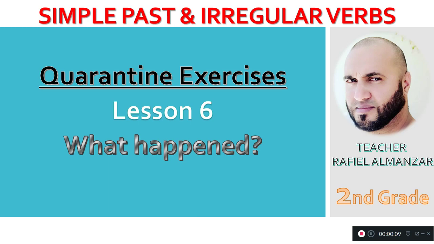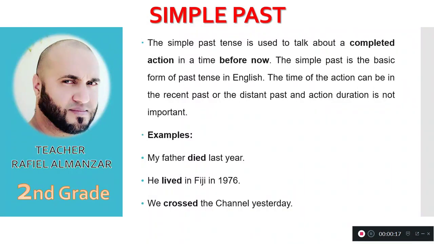This lesson is about simple past and irregular verbs. What happened? The simple past tense is used to talk about a completed action in a time before now. The simple past is the basic form of past tense in English. The time of the action can be in the recent past or the distant past, and action duration is not important. In other words, the simple past is about actions that already happened in the past.